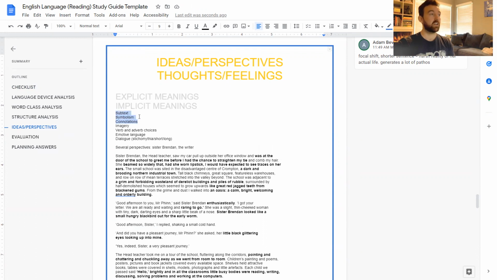Now, we talked about that last week as well a little bit. So a lot of the ways you find thoughts and feelings and ideas and perspectives will be through these same ideas of subtext and symbolism and connotations and things like that. Others, it will be more literally explicitly saying something, or from reading it, you can infer the implied meaning. So this is also called inference. You infer what has been implied. Okay, cool. So that's that.